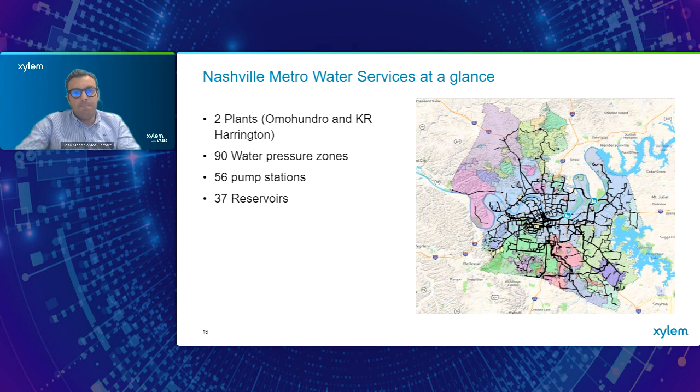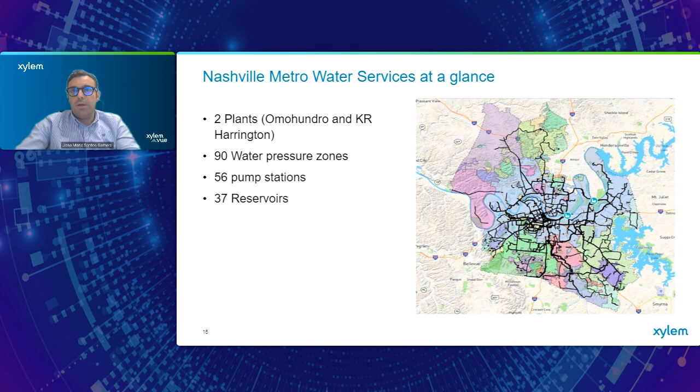Moving on, Metro Water Services has two water treatment plants that serve the community, KR Harrington and Omohandro. This can treat up to 180 million gallons of water per day and deliver drinking water throughout over 3,000 miles of water main. And also the network is structured in 90 pressure zones, including 56 pump stations and around 37 reservoirs as well.